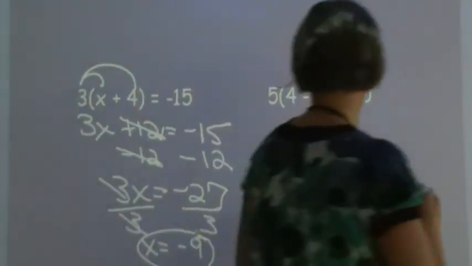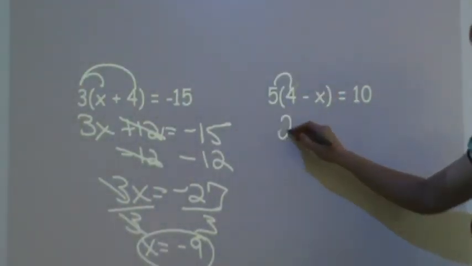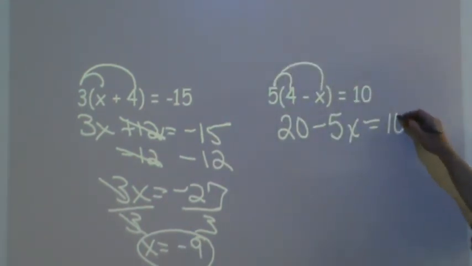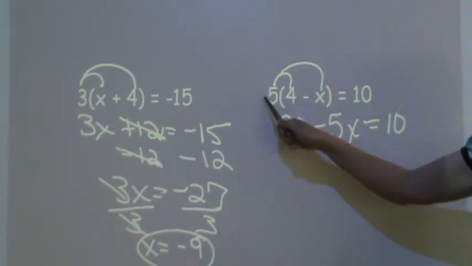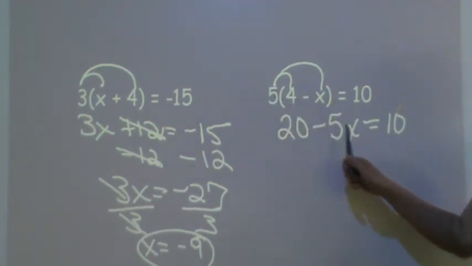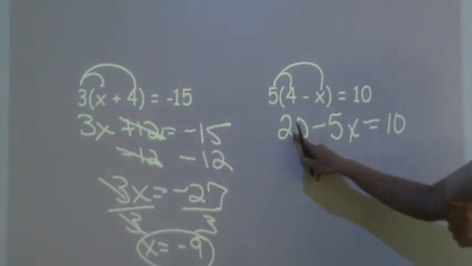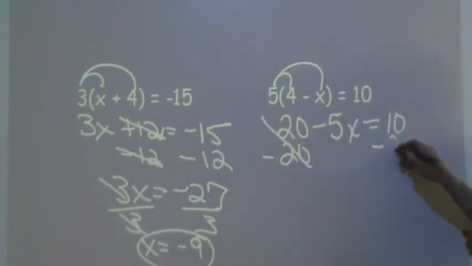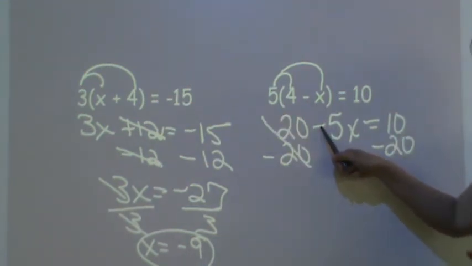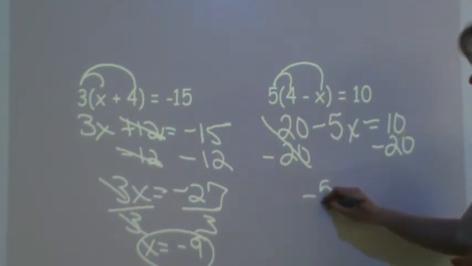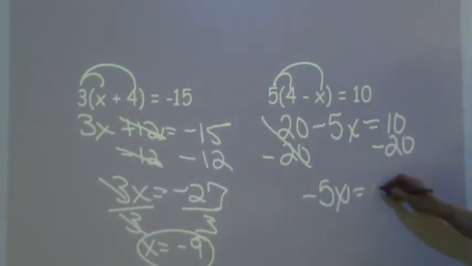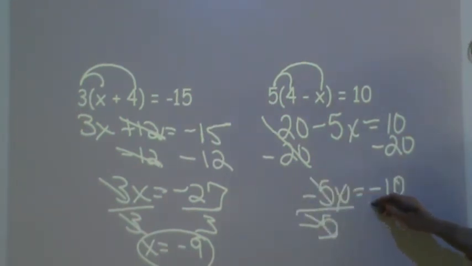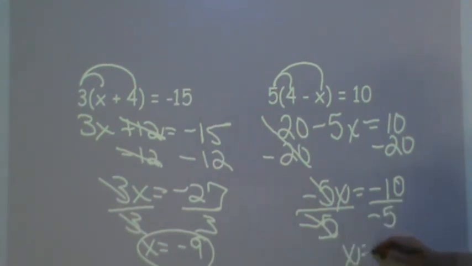Okay, let's try another one like that. You take your 5 times 4 is 20. 5 times x is 5x. And I set it equal to my 10. Notice I didn't change this sign, because this sign outside was positive, so it doesn't change anything inside for your signs. 20 and 10 are like terms. To move the 20, it's a positive 20, so I have to subtract 20. Don't drop this sign, bring it down. It stays with that 5, so it's negative 5x. 10 minus 20 is negative 10. Last step, divide by negative 5, and x equals 2.